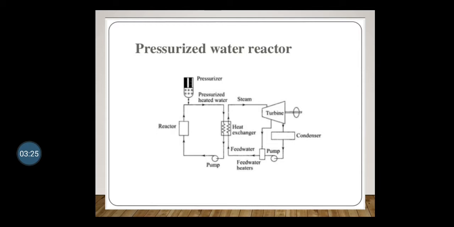And the steam or water which comes from the steam turbine is condensed in a condenser, and then sent to the feed water heaters, to the pumps, to the heat exchanger. This is the working of the pressurized water reactor.